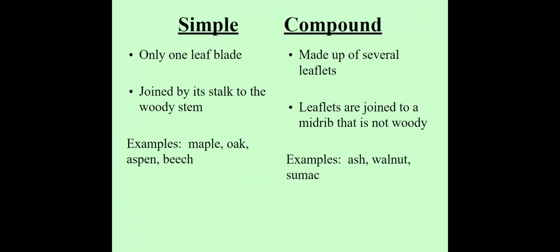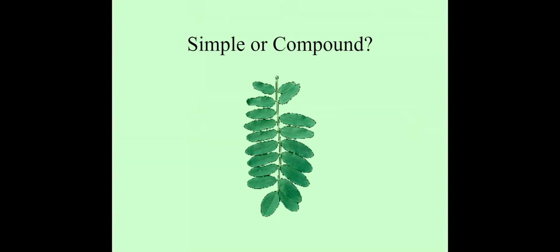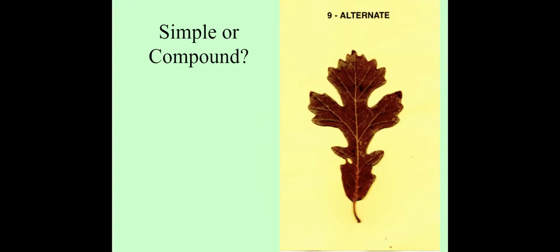Okay, so simple, only one leaf blade, joined by its stalk to the woody stem, like maple, oak, aspen, beech. Compound leaves are made up of those leaflets. They're joined to a midrib that is not woody, so usually it's green. Things like ash, walnuts, and sumacs all have compound leaves. So is this a simple or a compound leaf? Simple or compound? Okay, simple.